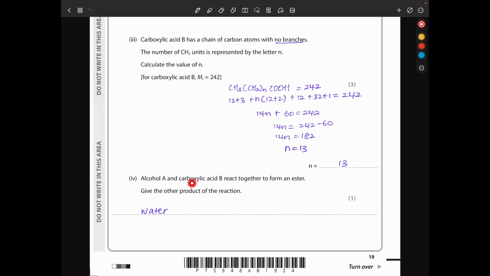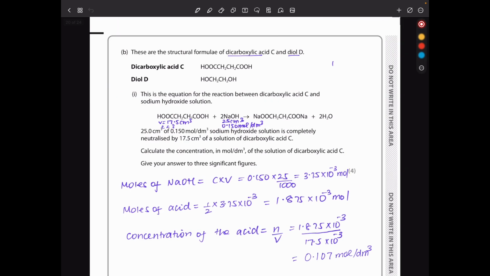Then alcohol A and carboxylic acid B react together to form an ester. Give the other product of the reaction. This is an esterification reaction, so when an alcohol and a carboxylic acid react, we get an ester and water, so water should be the answer. And then these are structural formulae of dicarboxylic acid C and diol D. We can see them like that. This is the equation for the reaction between dicarboxylic acid C and sodium hydroxide solution. So we see we are forming a salt and water.